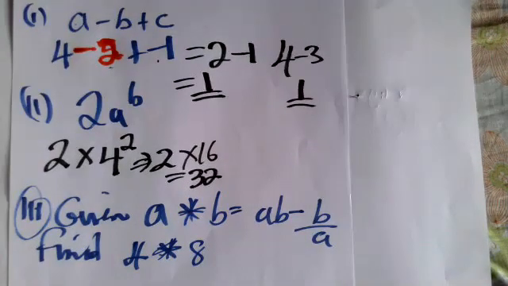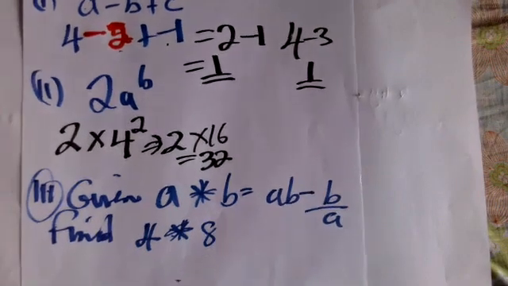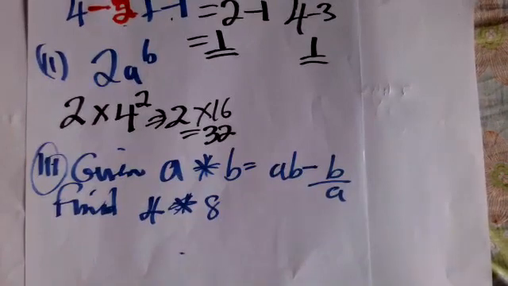Given that a asterisk b is equal to ab minus b over a, find the value of 4 asterisk 8. I've done this on my channel many times. Go ahead and attempt it. You have 1 minute to do that, all right?